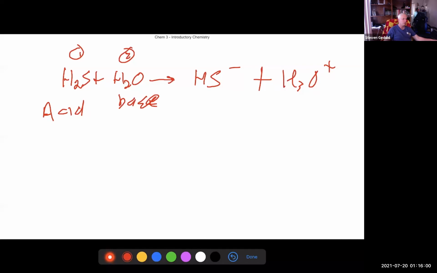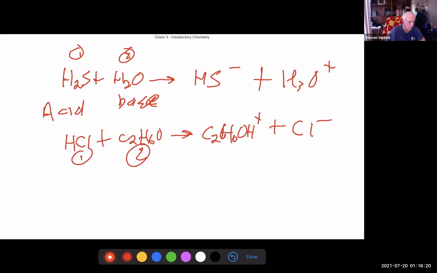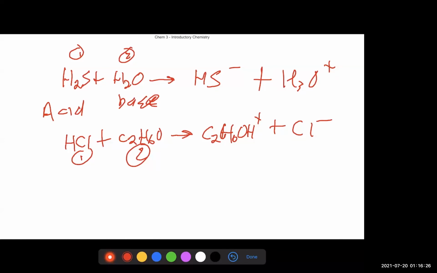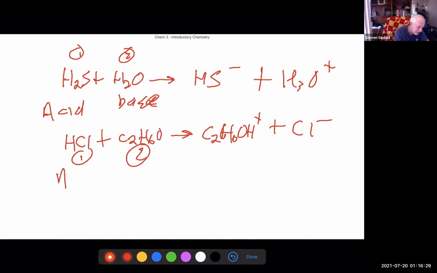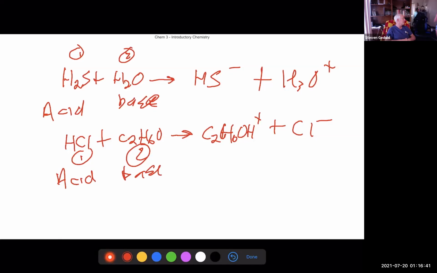Let's take one a little not so clear here. Let's take HCl plus C2H6O goes to C2H6OH+ plus Cl-. Again, 1 and 2. Which one's the acid, 1 or 2? Which one's giving up an H? Number 1. Number 1, perfect. HCl is your acid. Okay. What's your base? Number 2. This is accepting a proton, so that's your base. Acid-base reaction.